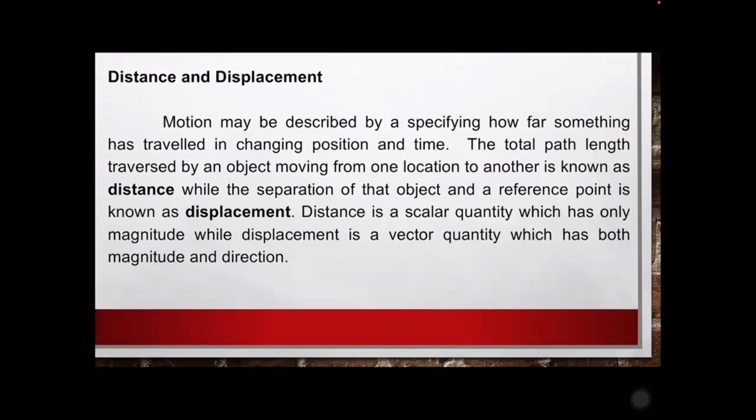So displacement is something that has a direction, like north, east, south, east. Distance is a scalar quantity which has only magnitude. Displacement is a vector quantity which has both magnitude and direction. So those are the differences between distance and displacement.